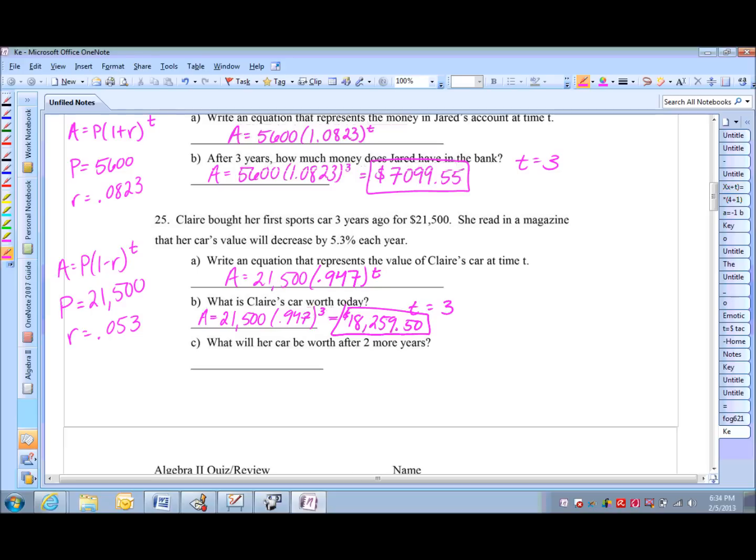Okay? Alright, in part C, they're asking us what will the car be worth after 2 more years? So, if it's already been 3 years, and then we add 2 more years onto that, our T value is now 5. So we do the same thing as in part B, except our T value is 5 instead of 3. Plug it into your calculator, and you should end up getting $16,375.30.